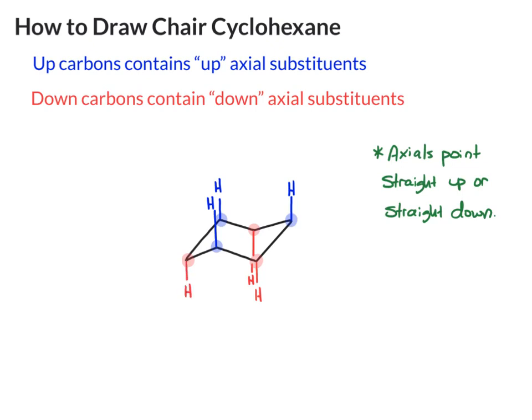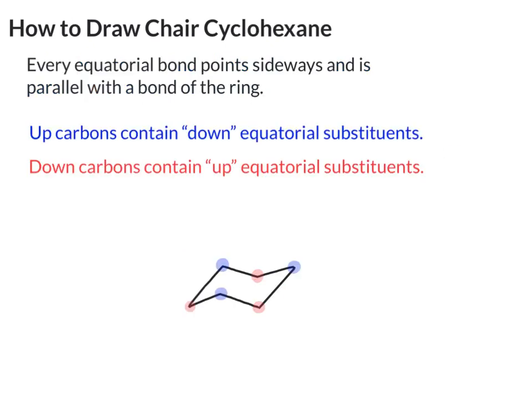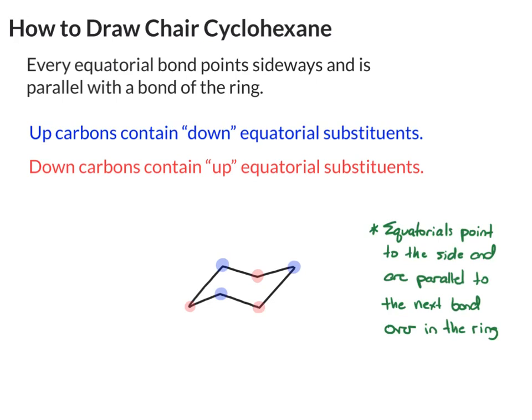So now I have in all of the axial substituents. Now we're going to draw in our equatorial substituents. And equatorials point kind of to the side, but they must be parallel with a bond in the ring. And as we draw these in, I think you'll see what I mean. The other difference is that axials point in the same direction as their carbon. Equatorials point in the opposite direction.